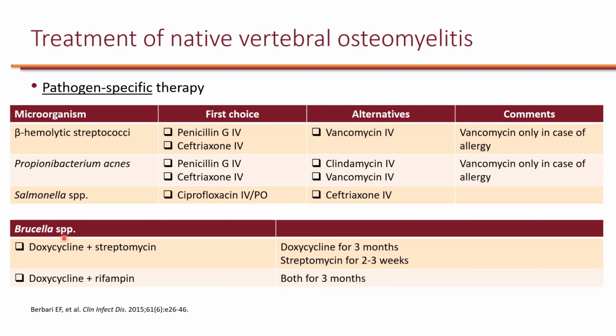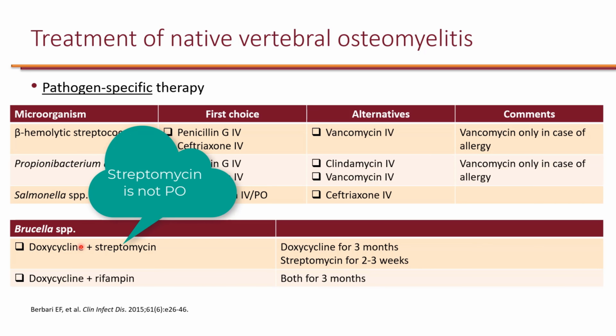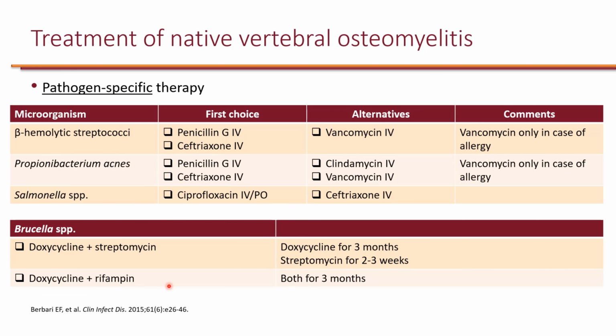For Brucella species, which is extremely uncommon, the only two options are a combination of either doxycycline and streptomycin or a combination of doxycycline plus rifampin. In particular, pay attention to the duration of therapy because Brucella species, although uncommon, are rather more difficult to eradicate. So often a very long duration of therapy is recommended.